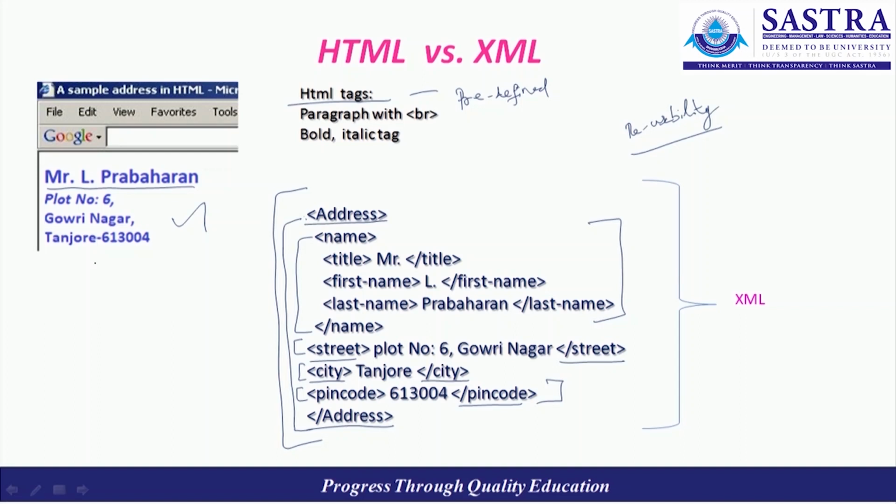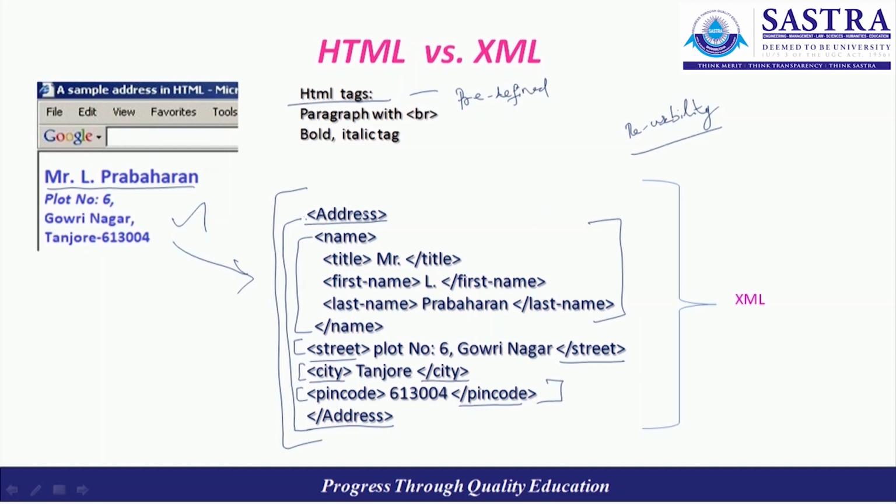I have designed the HTML document. It has shown my name and address. I have retrieved and I have designed same content into XML form. What is the advantage? I can retrieve address, street, city, pin code separately based on the need. It can work along with HTML.